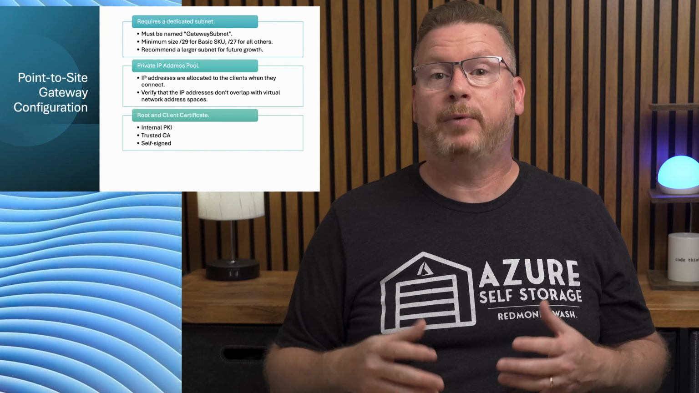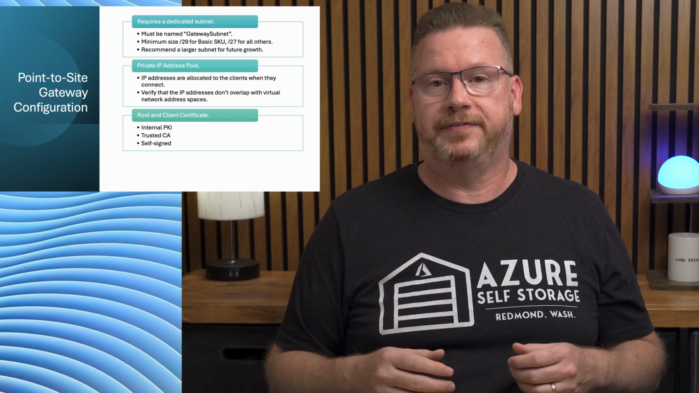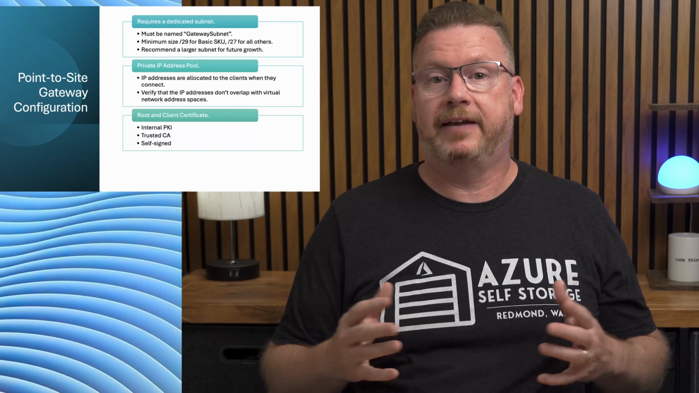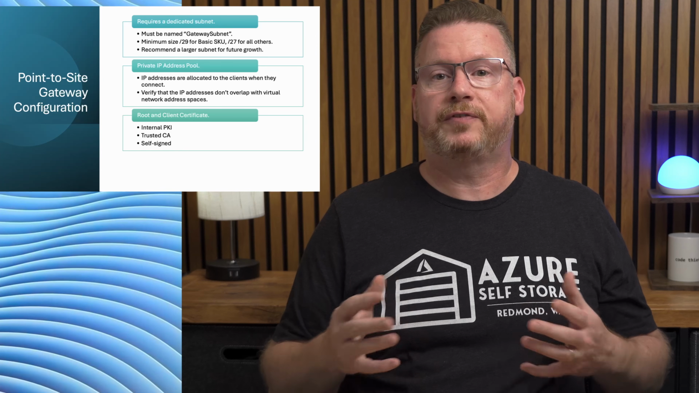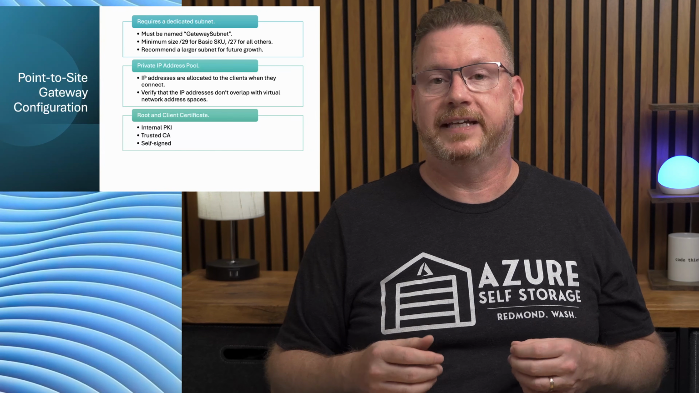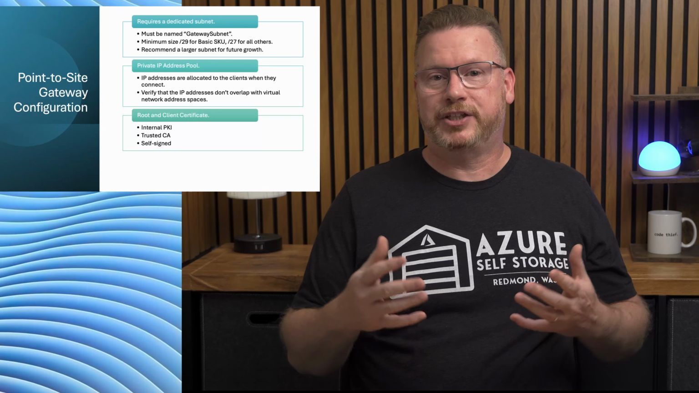The basic VPN gateway only supports certificate authentication. We've got 3 options to create certificates. Use an internal PKI if one's available, buy a certificate from a trusted CA, or go the free route with a self-signed certificate. That's what we'll use in the example coming up. Again, this is a limitation of the basic SKU.